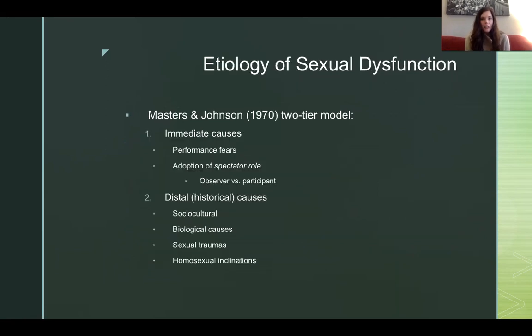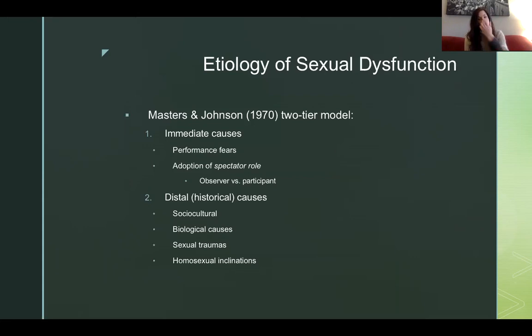So some of the etiology of some sexual dysfunctions include a variety of factors like biological and psychological issues. The Masters and Johnson's 2-tier model is from 1970, so please consider that. It's a little bit old. There are some immediate causes like performance fears, adoption of a spectator role, observer versus participant. And then there are some distal or historic causes.